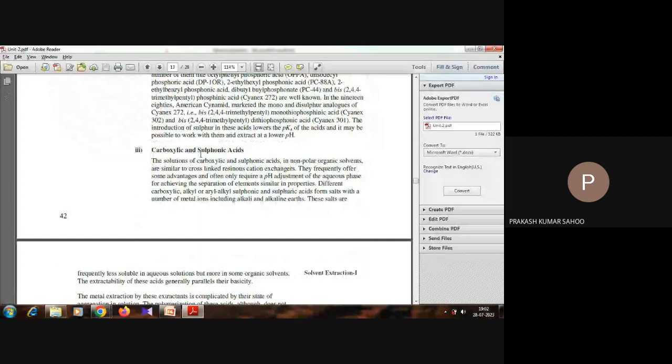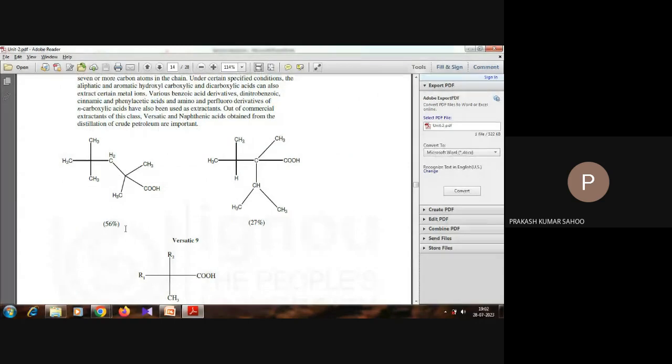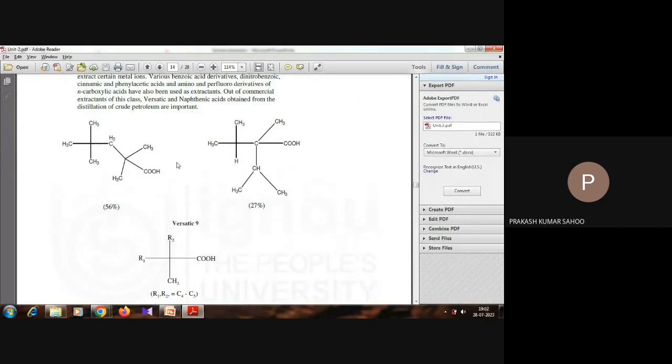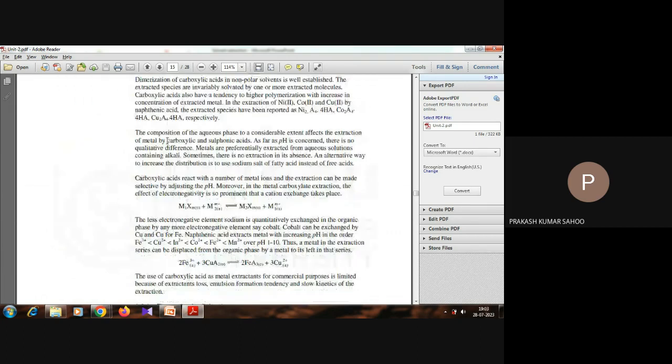Then we have carboxylic and sulfonic acid. This is another example. Just go through these things and see the percentage of product. In carboxylic acid, we have this compound at 56%, whereas this one is 27%. This carboxylic acid group is at the terminal end, giving 56%, but when it is on the middle carbon, it is 27%. So these are the things. This is naphthenic acid, another example.